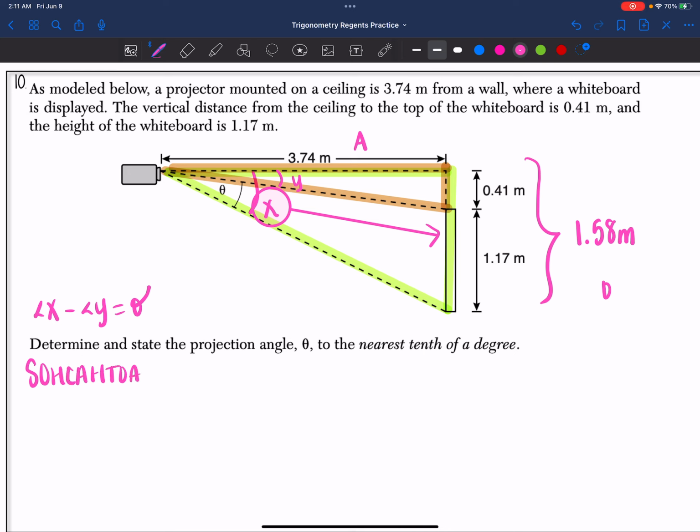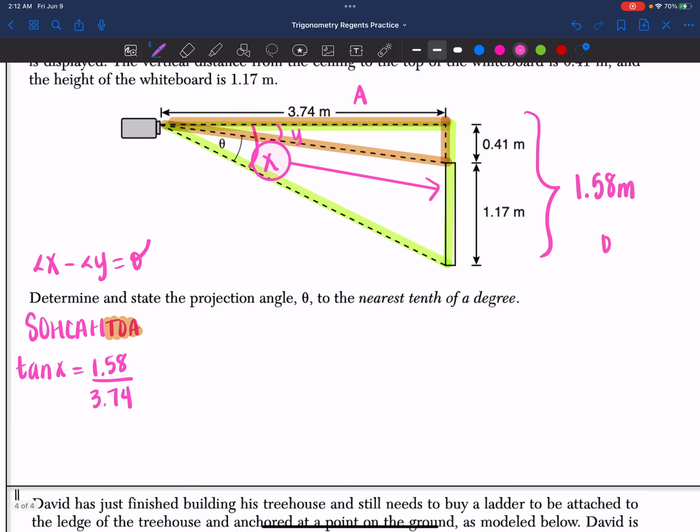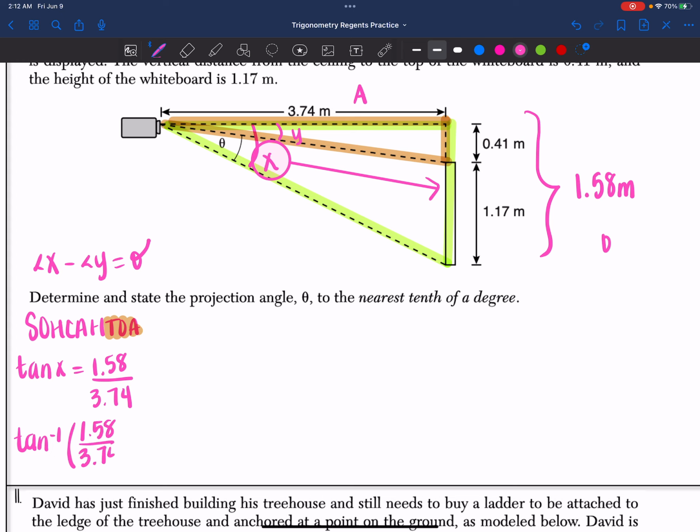I know that I am using tangent. So tangent of what? Tangent of x, because that's what we're looking for. That angle is equal to opposite, which is 1.58, over adjacent, which is 3.74. And if I'm looking for an angle, I know that I'm using inverse functions. So tan inverse of that ratio is equal to what angle?